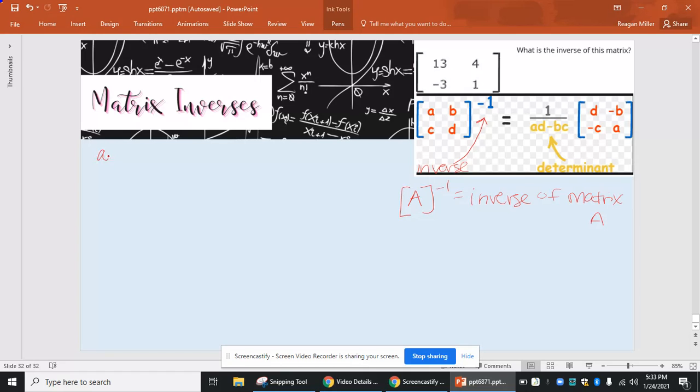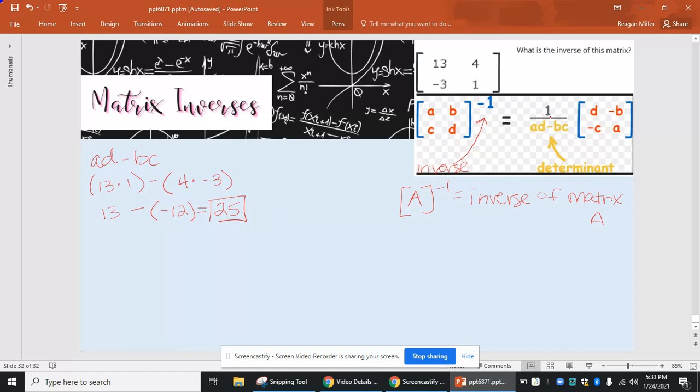So we're going to write the formula here. A times D, so 13 times 1, minus B times C, 4 times -3. When I find that, I get 13 minus 4 times -3, which is a -12. So 13 minus a -12 is going to give us a positive 25. So the determinant of that matrix is 25.